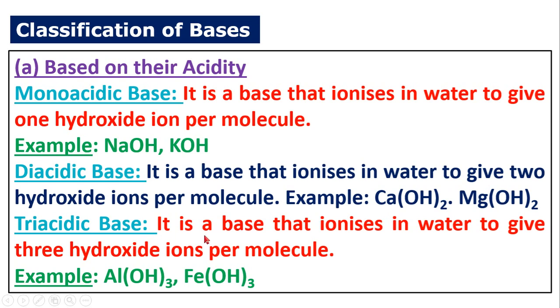A triacidic base is a base that ionizes in water to give 3 hydroxide ions per molecule. For example, aluminium hydroxide, Al(OH)3, and ferric hydroxide, Fe(OH)3. Here 3 OH. So here 3 hydroxide ions can be replaceable. So these are the examples of triacidic base.